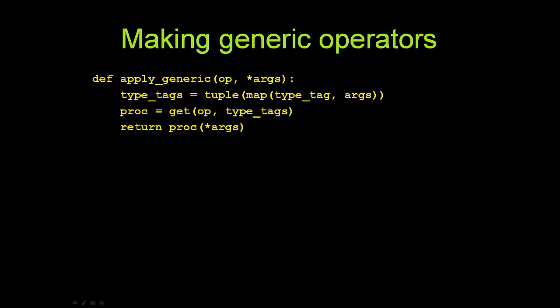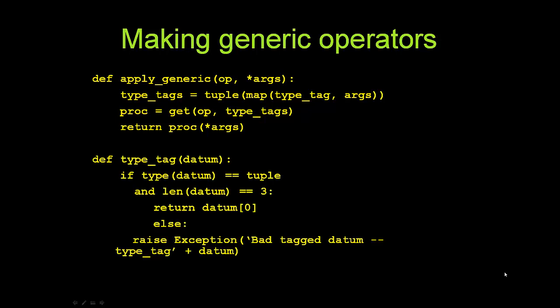All right, so now let's take a look at how we will actually use this table to implement our generic operators. The two functions that we need to look at: one is called apply generic, and this apply generic will call type tag. But let's take a look. First of all, you will try to apply an operation to a bunch of arguments. So you're trying to do something, and what you do then is map the type tag onto the arguments.